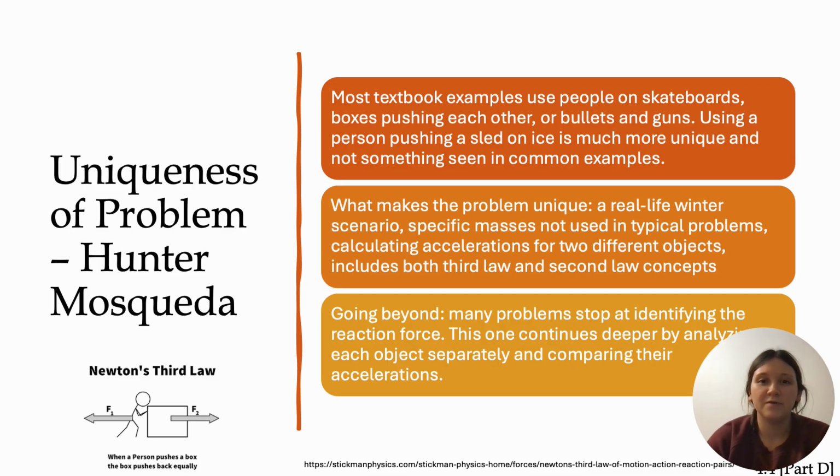My problem is unique because most Newton's third law examples use boxes pushing each other, people on skateboards, or bullets and recoil. Using a sled on ice gives a different real-world situation that still shows the same physics. What makes my problem more unique is that I calculate the accelerations for both the person and the sled. Instead of stopping after identifying the reaction force, it goes a little deeper than the typical one-step example.